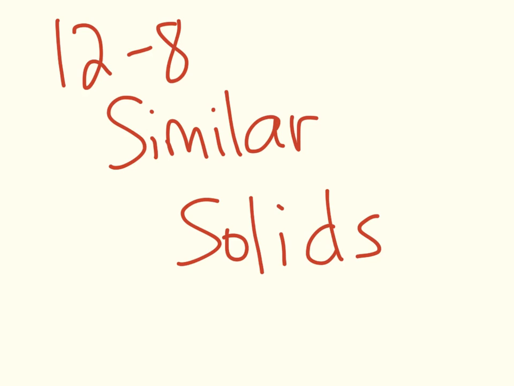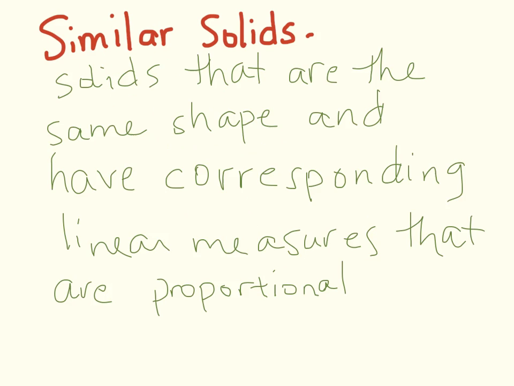Chapter 12, Lesson 8 on similar solids. Okay, so two solids, we say that they are similar to one another if they have the same shape and they have corresponding linear measures that are proportional.